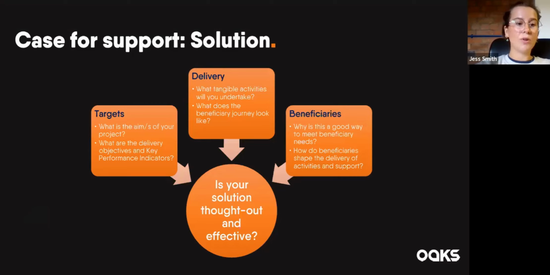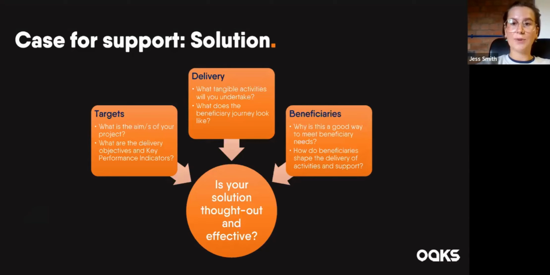And you want to look at what does the beneficiary journey look like. So when they start your programme, where are they at? What do they have going on with them, which is the reason you're supporting them? And then at the end of the programme, what do you expect to see from them? What changes do you expect to see? And how do you expect to see development?